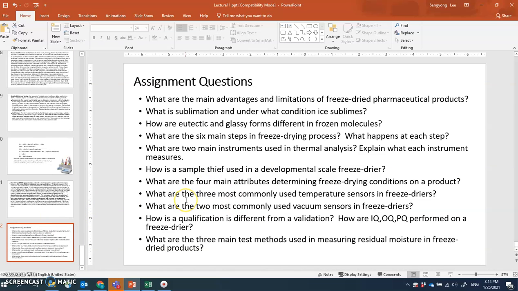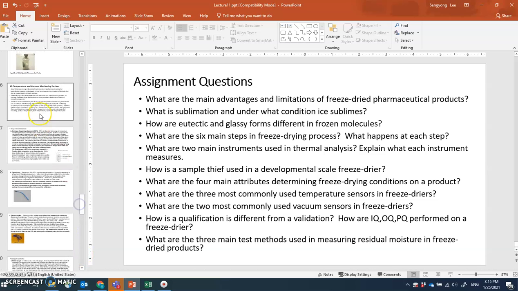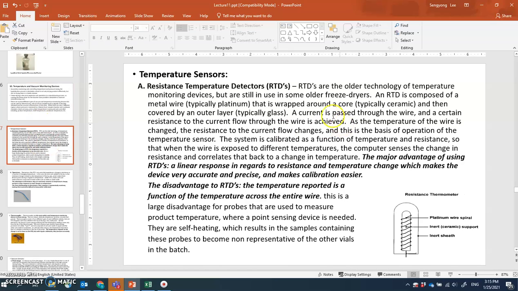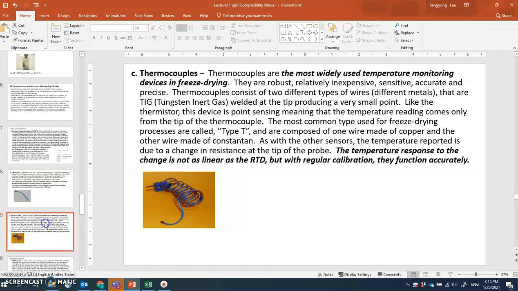And then what are the 3 most commonly used temperature sensors in the freeze dryer? We talked about that, although I went over it very briefly. Number 1 is RTD, resistance temperature detectors. Number 2 is the thermistor. And number 3 is the thermocouples. This is the most inexpensive, commonly used one.